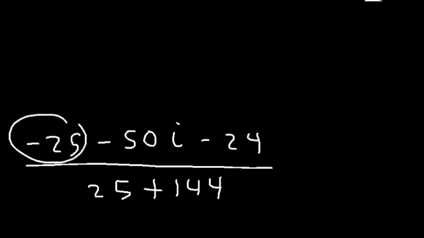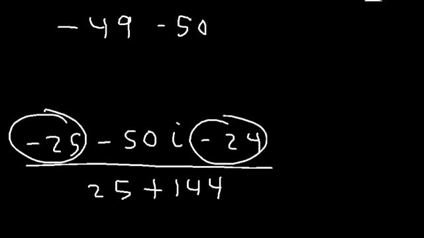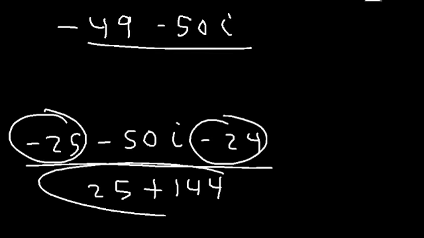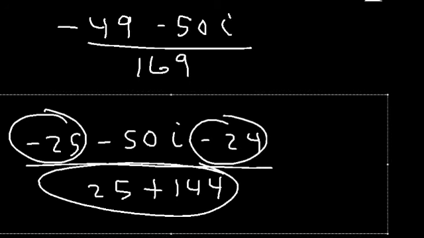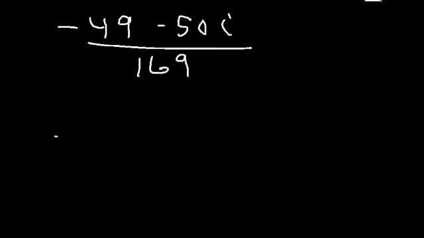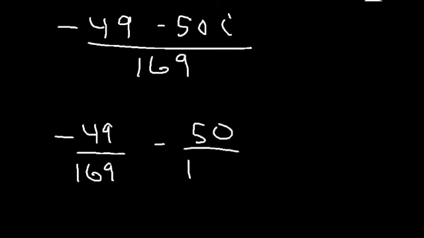So now let's add negative 25 and negative 24, which is negative 49. 25 plus 144 is 169. So the final answer for this problem is negative 49 divided by 169 minus 50 over 169 times i. So as you can see, whatever expression you have that's a complex number, you can always put it in standard form. There's always some technique that you can employ to put it in a plus bi form.